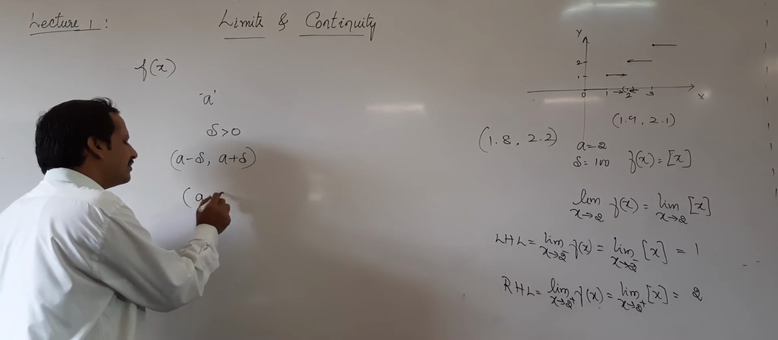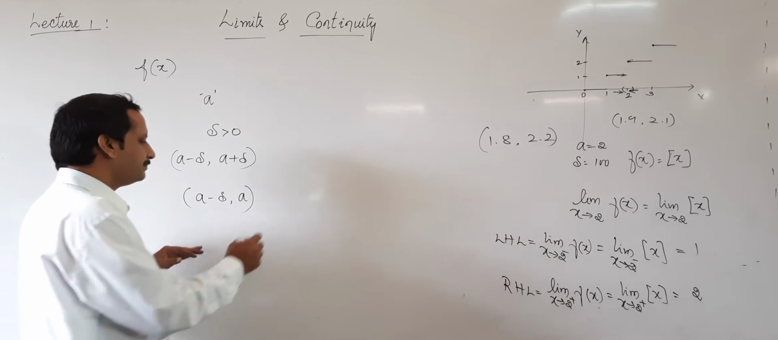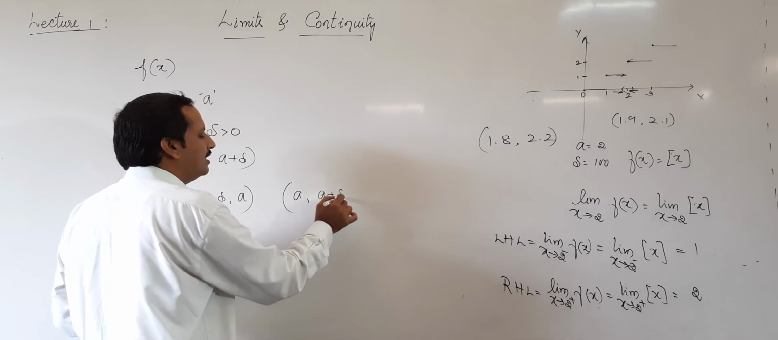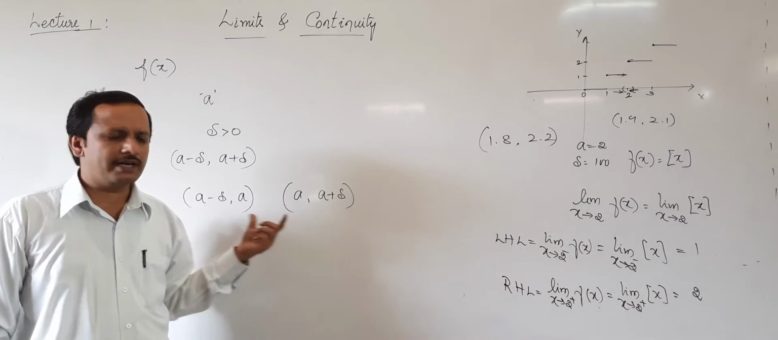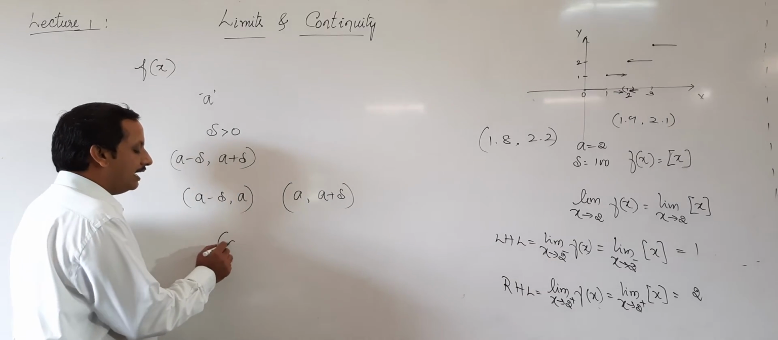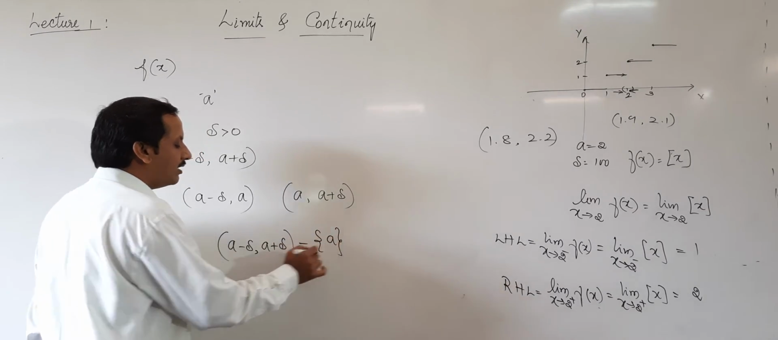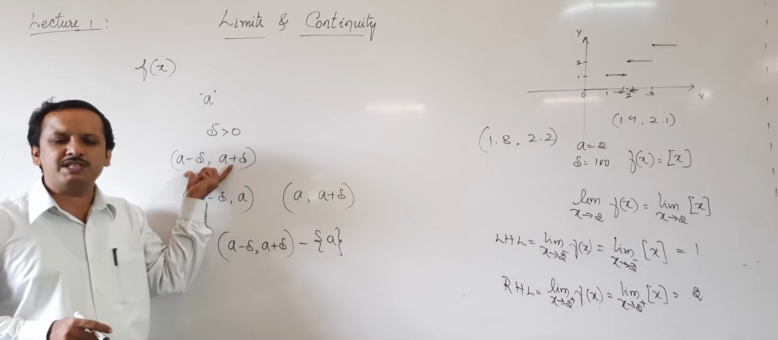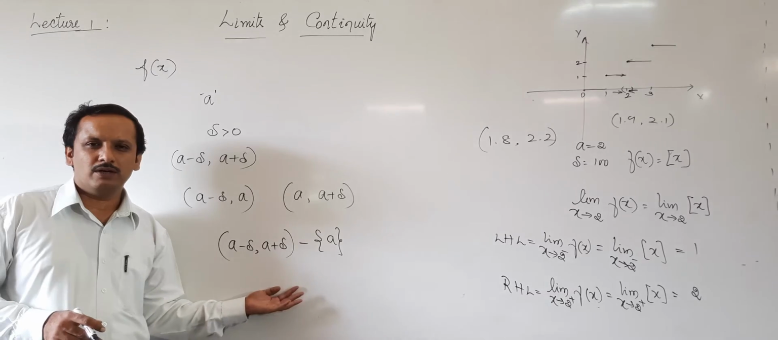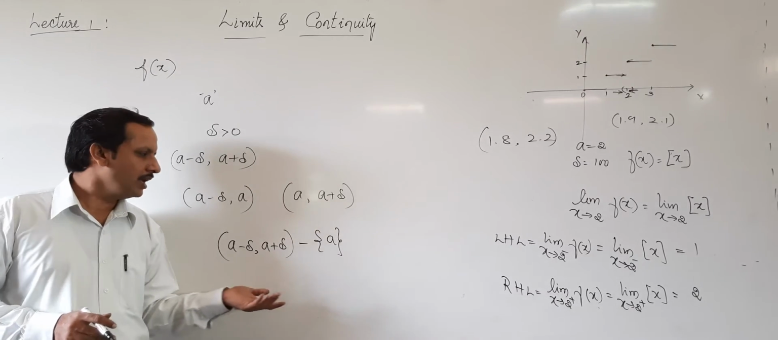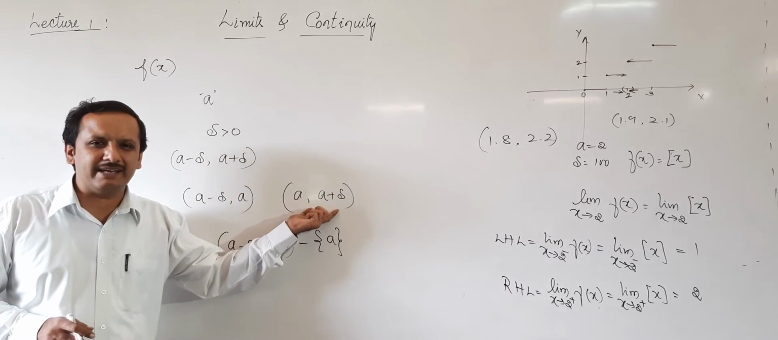Then in this, A minus delta to A, this interval is called the left neighborhood of A. And A to A plus delta, this is called the right neighborhood of A. Left neighborhood of A, right neighborhood of A. Then if I write A minus delta, A plus delta minus A, again, from this neighborhood of A, I am removing A. This is called the deleted neighborhood of A. So here, this is the left neighborhood of A. This is the right neighborhood of A.